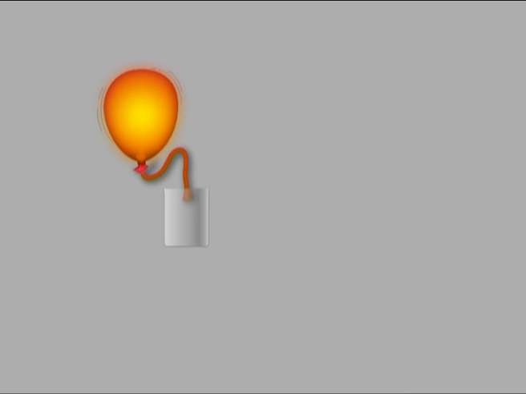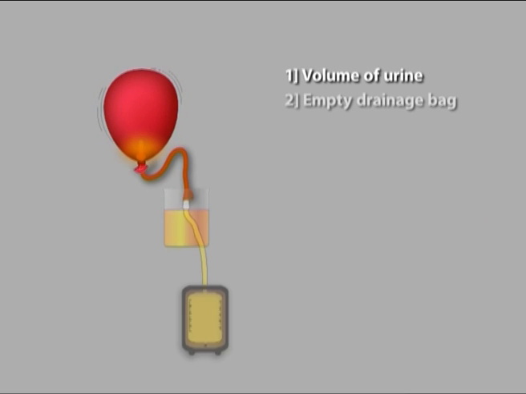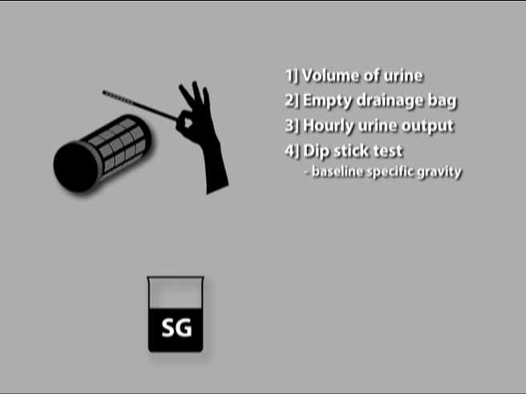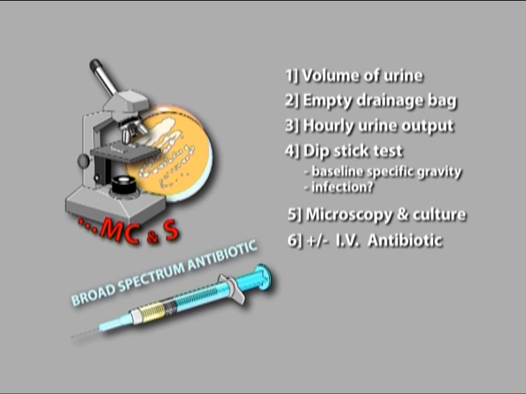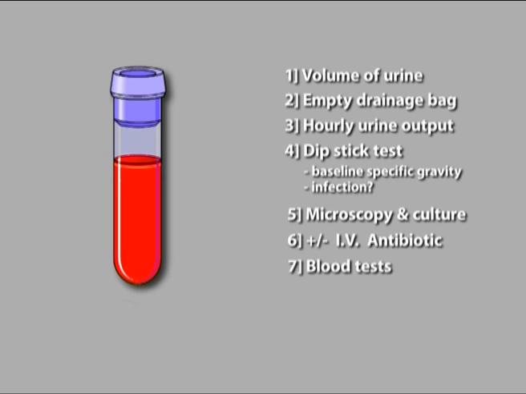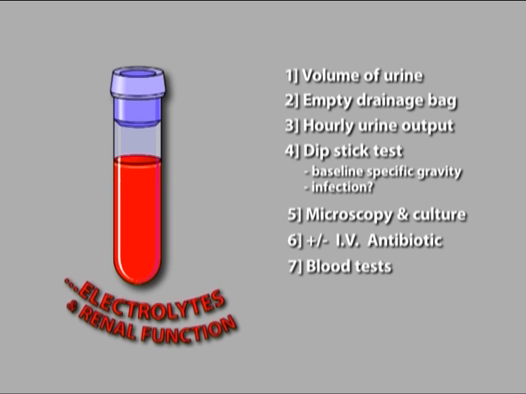Absolutely. As soon as the catheter is placed, the volume of urine is measured and an empty drainage bag attached so that an accurate measure of the subsequent urine output can be recorded. The urine is dipstick tested to establish the baseline specific gravity and for the possibility of infection. We always send the urine for formal microscopy and culture, and if there is any likelihood of infection, a broad spectrum antibiotic is commenced. Blood tests are sent to establish both the electrolyte status and renal function.